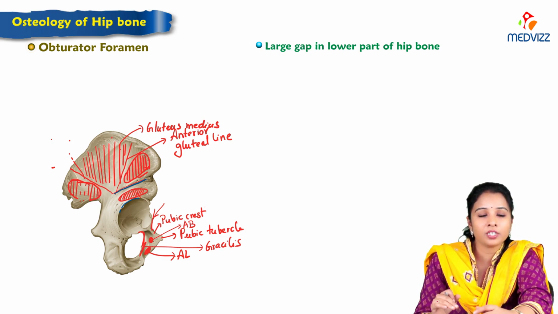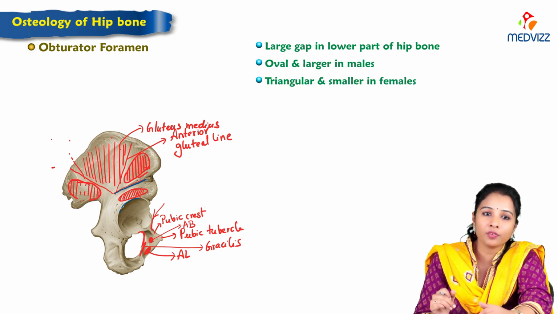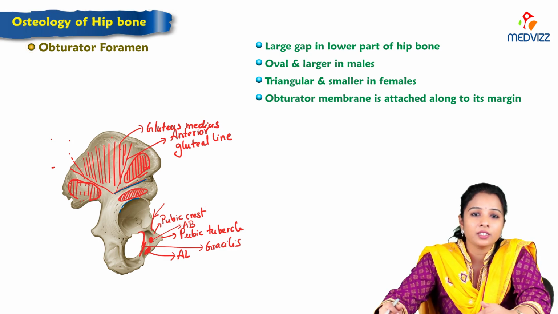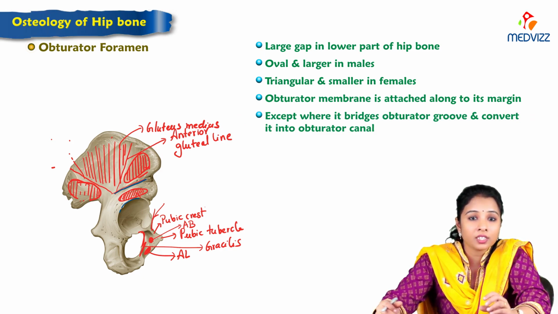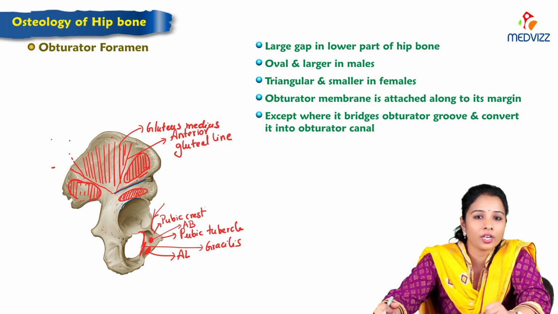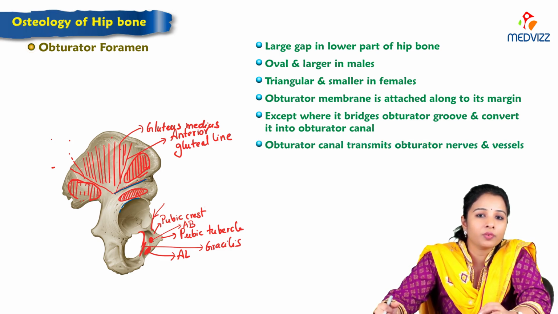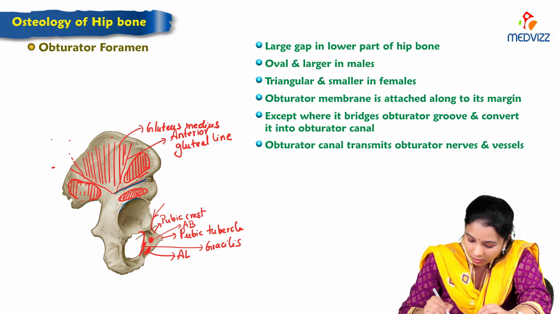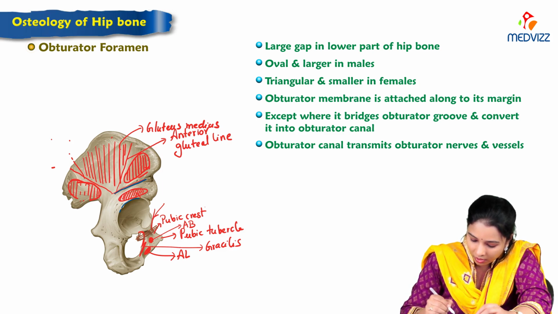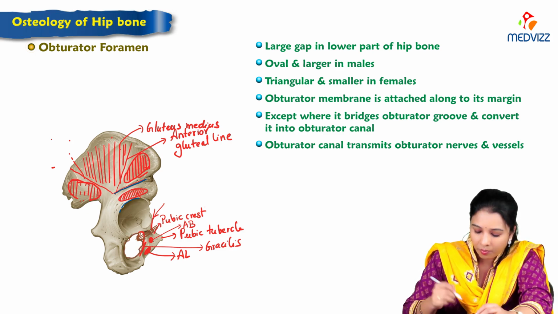If you see its shape, it is almost oval and larger in males, and it is triangular and smaller in females. Obturator membrane is attached along its margins except where it bridges the obturator groove, where it turns the groove into a canal called the obturator canal, and obturator vessels and nerve pass through this canal. So here is the obturator canal, and the rest of the margins provide attachment to the obturator membrane.